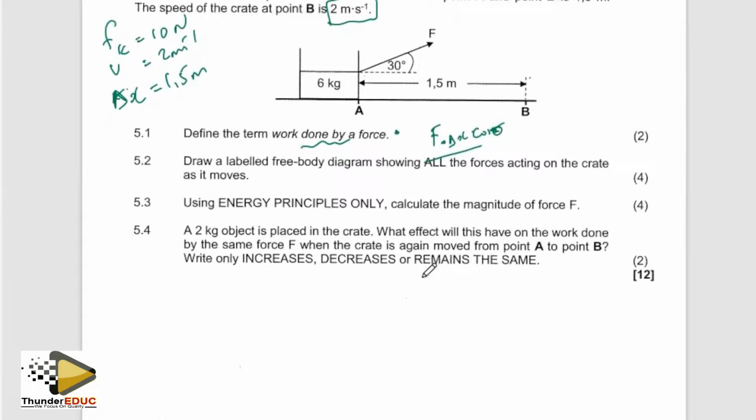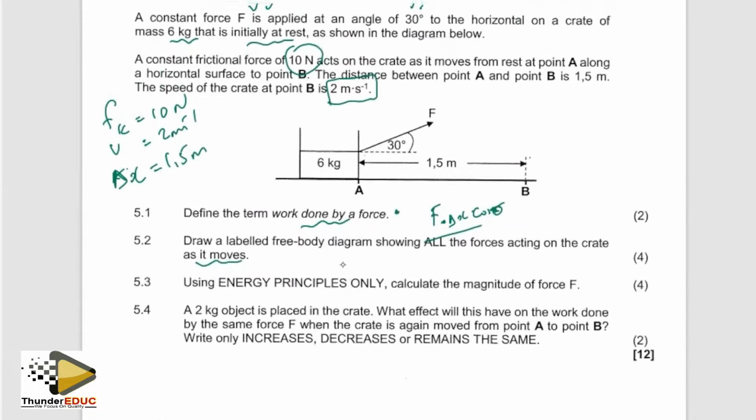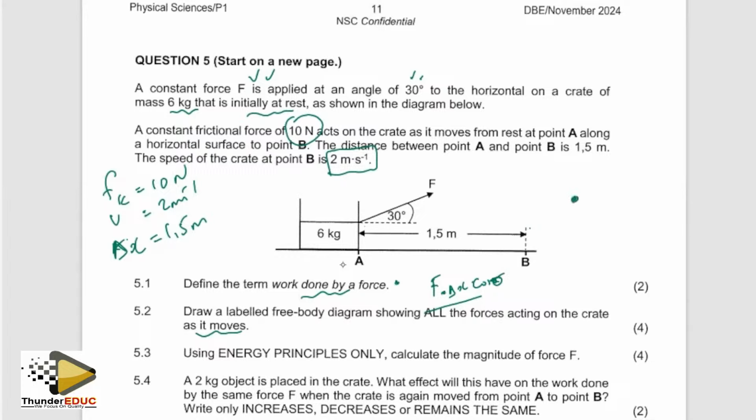Then 5.2, they want us to draw a labeled free-body diagram showing all the forces that are acting on the crate as it moves. It's for 4 marks, which means we should expect a minimum of just 4 forces. So we're going to have the applied force at that angle. We're going to have the weight, some people call it FG, no problem. And then we're going to have the frictional force, because they told us it is there, so we're going to call that Fk. And then we're going to have the Fn, which is the normal force. So 1, 2, 3, 4. Perfect.